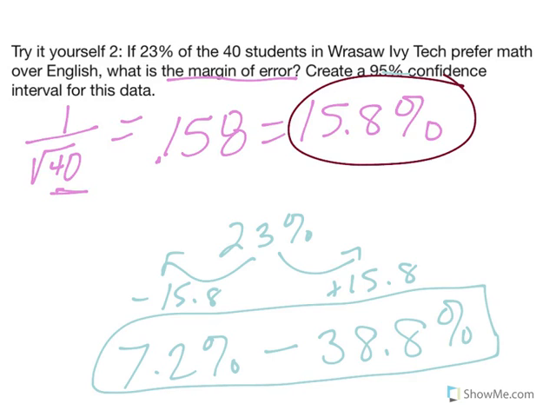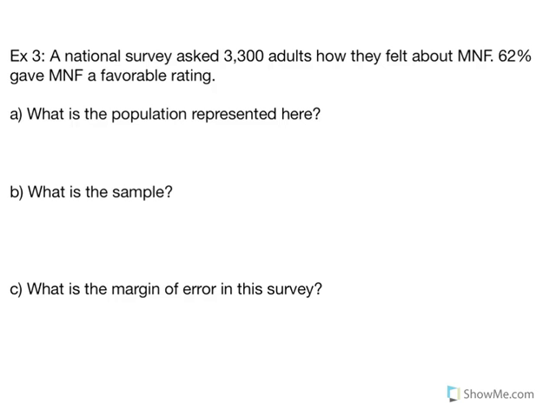Now in Blackboard, if you need to do decimals, you would have 0.072 to 0.388, right? That would be your interval. Just change your percent to a decimal, right? Two decimal places. All right.